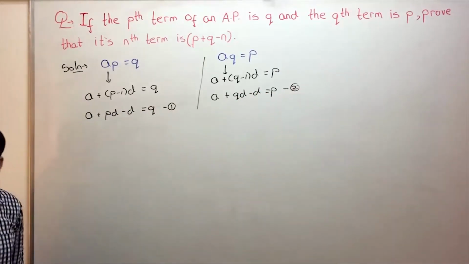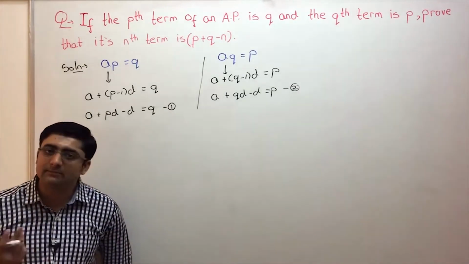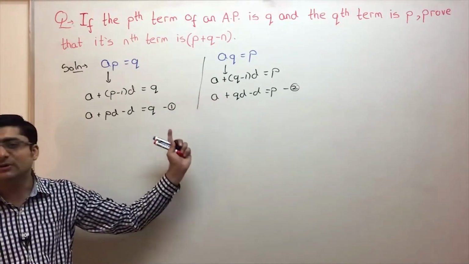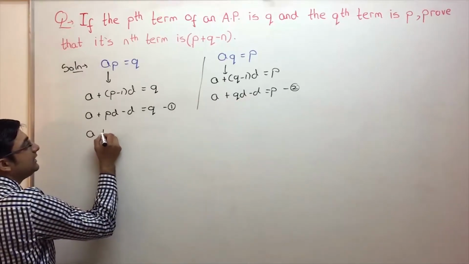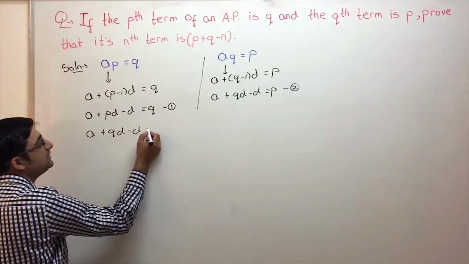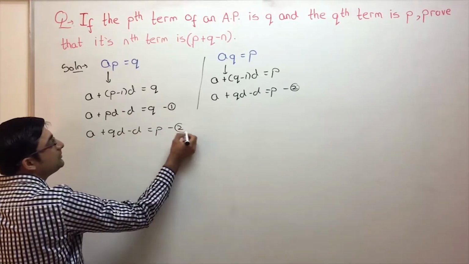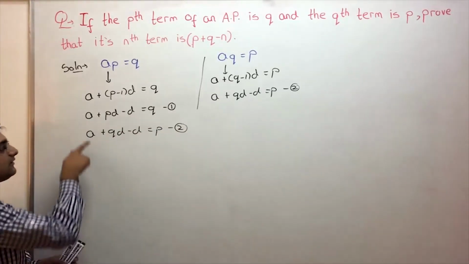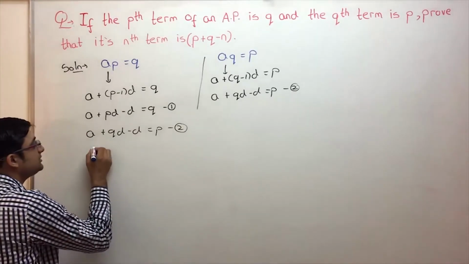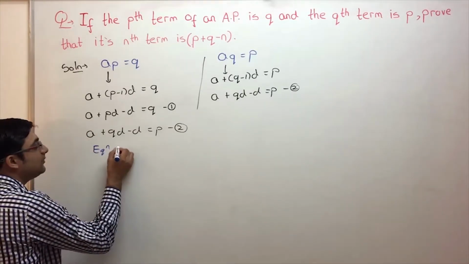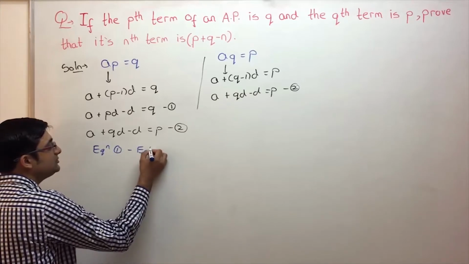So we basically have two equations. Now an AP is uniquely determined by two variables, A and D. So using these two equations, we'll solve for A and D. I'll copy this equation below over here: A plus QD minus D is equal to P. So basically we have to solve for A and D. If you notice, the coefficient of A is the same in both equations. So just subtract the two equations. We have equation number 1 minus equation number 2.